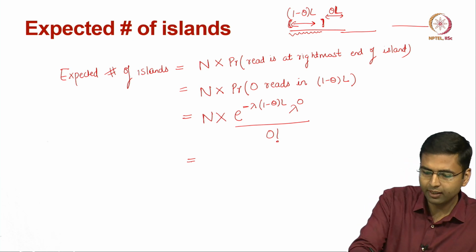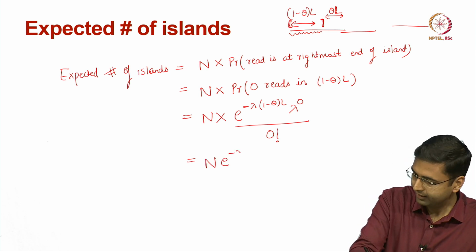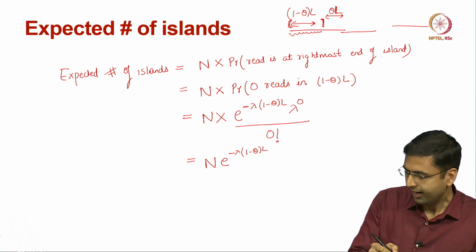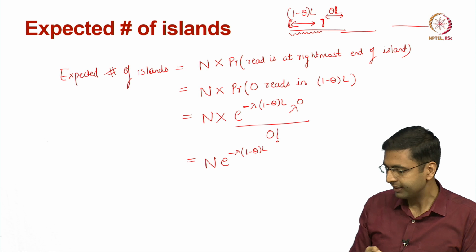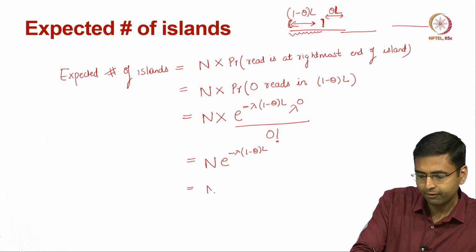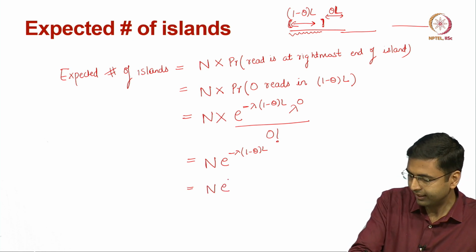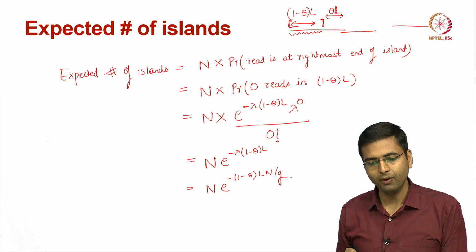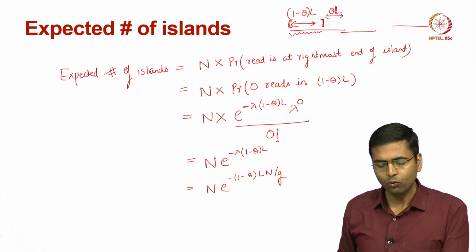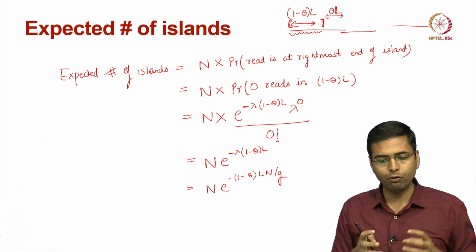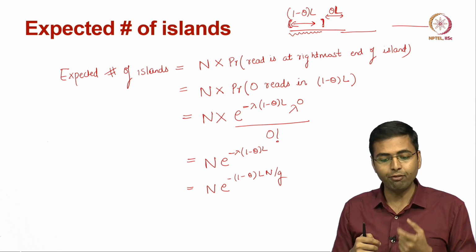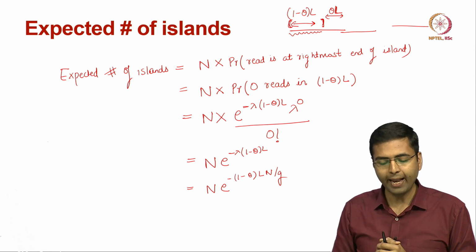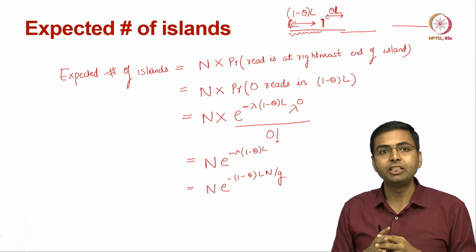So, now simplifying this further, what we will get is minus lambda times 1 minus theta L, and I can further rewrite this by placing the value of lambda. Putting the value of lambda, we get minus 1 minus theta L n by G. So this is the expected number of islands that we will get if we have n reads, L is the length of each read, and G is the genome length.